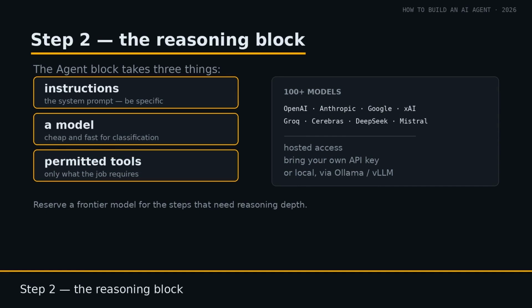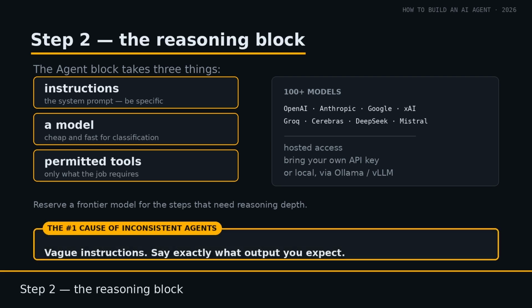The agent block is where model reasoning happens. It takes 3 things: instructions, a model, and a set of tools it's permitted to call. Instructions are the system prompt. Be specific about the output you expect. For triage, that's a category, a priority level, and a one-line summary. Vague instructions are the single most common reason agents behave inconsistently.